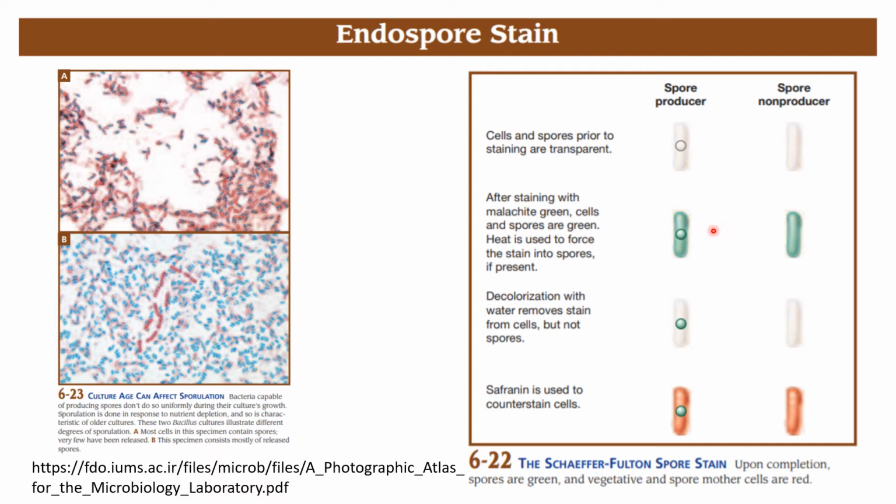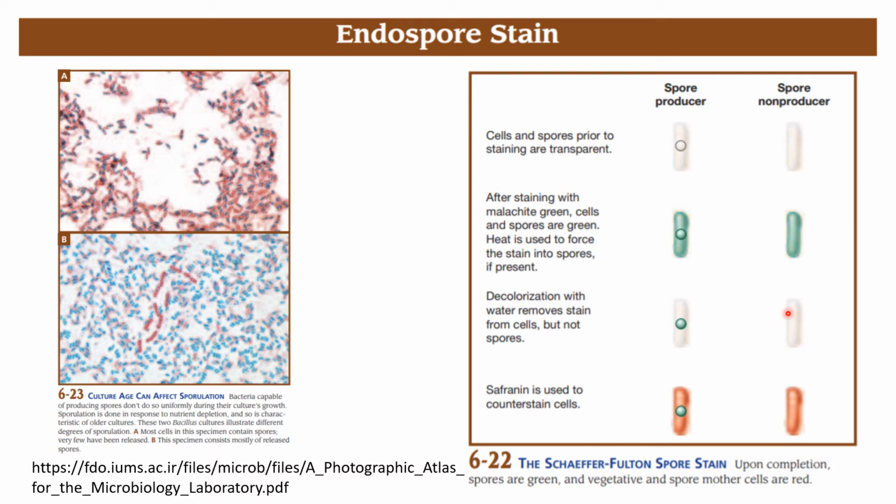Okay, and we use heat to force the stain into the spore. So take note, spores are kind of resistant to stain, so that's why we need to use heat to allow the dye, malachite green, to enter the spore. Okay. So after heating, of course, we use another step, which is decolorization, sorry, to wash away malachite green.